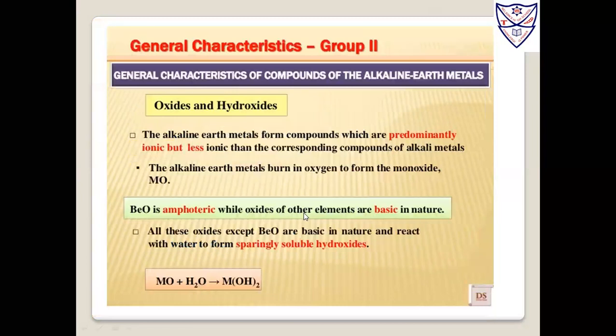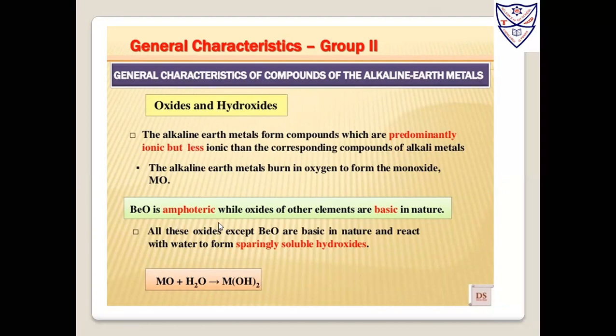Now there are some general characteristics of group 2: the oxides and the hydroxides. The alkaline earth metals form compounds which are predominantly ionic but less ionic than the ionic compounds of alkali metals. The alkaline earth metals burn in oxygen to form a monoxide. There are monoxides, superoxides and peroxides.